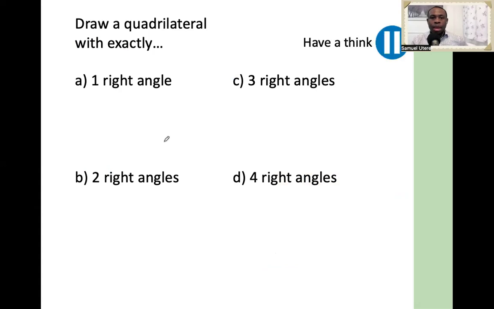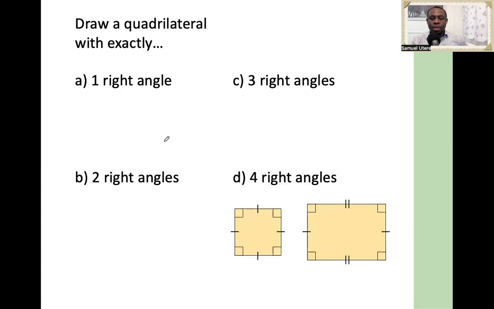Well, you may have come up with these. So for 4 right angles, you may have come up with these 2 rectangles, the square and the actual rectangle. Remember, a square is a special rectangle. And you may have come up with a kite. So a kite has 90 degrees at that point where the first pair of adjacent sides are equal. You may have come up with a trapezium.